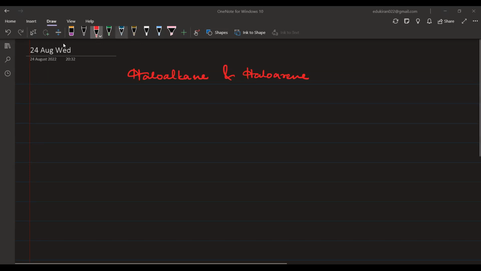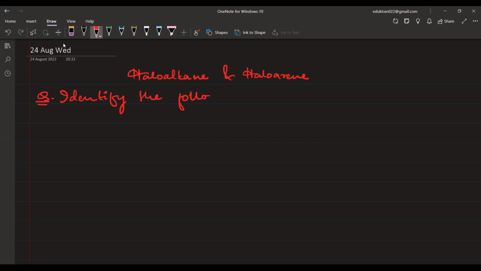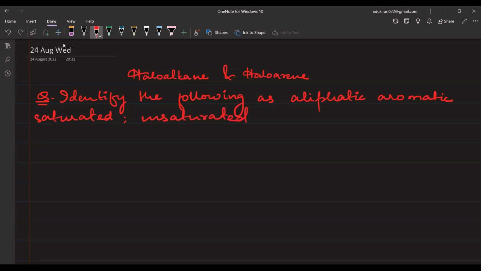Okay. I will start with a question just to check and revise a few things. Please write, identify the following as aliphatic, aromatic, saturated, unsaturated, primary, secondary, tertiary.